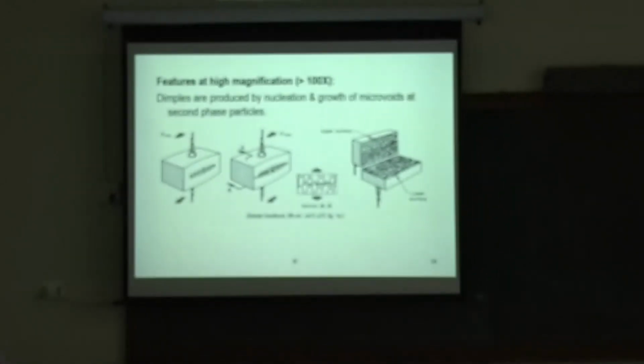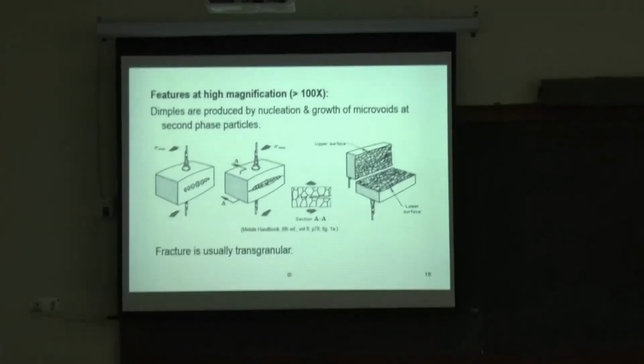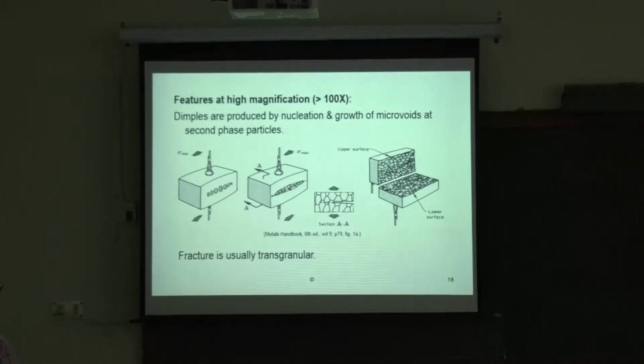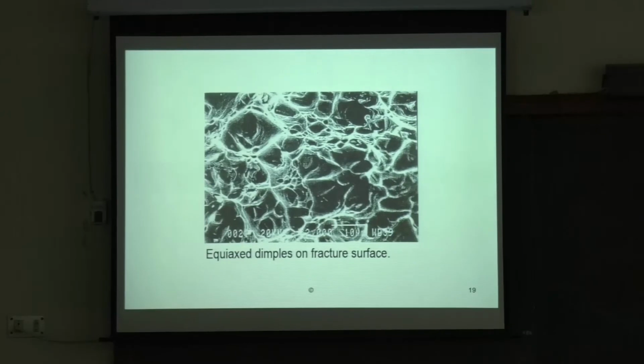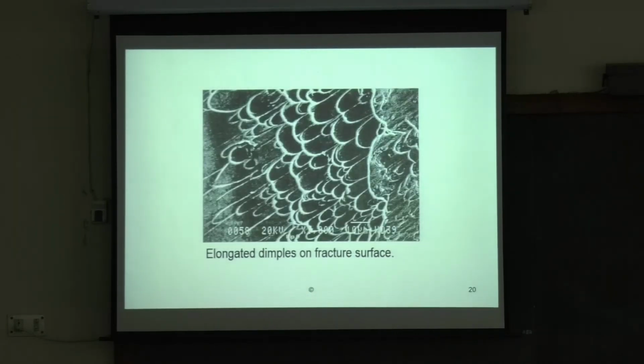The figure says 100 magnification, high magnification, 100 times. Now if 100 times is linear, that means area-wise it becomes about 10,000 times. The fracture is usually transgranular, and this is how it shows the equiaxed dimples on the fracture surface. Dimples mean voids go down and have some depth, and this shows the elongated dimples in the fracture surface.